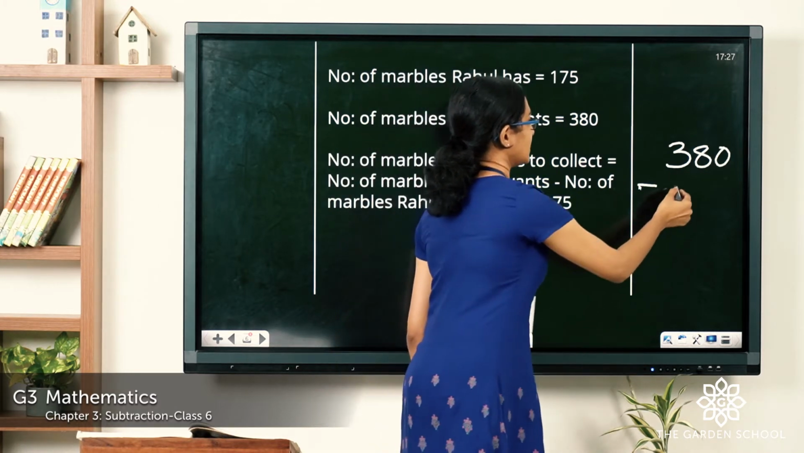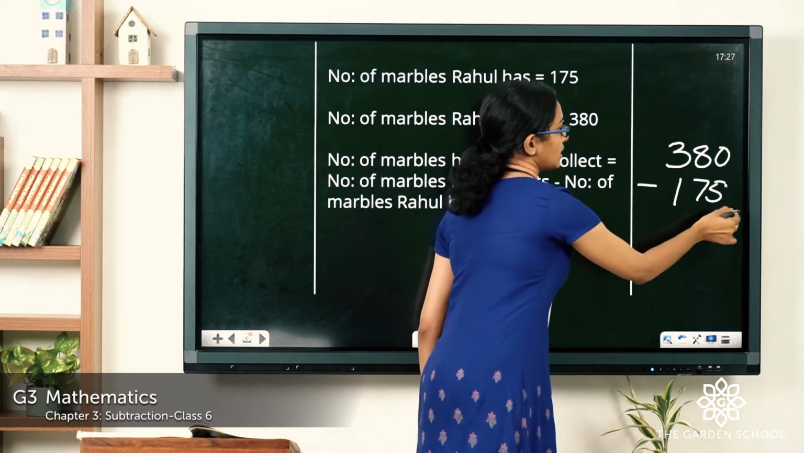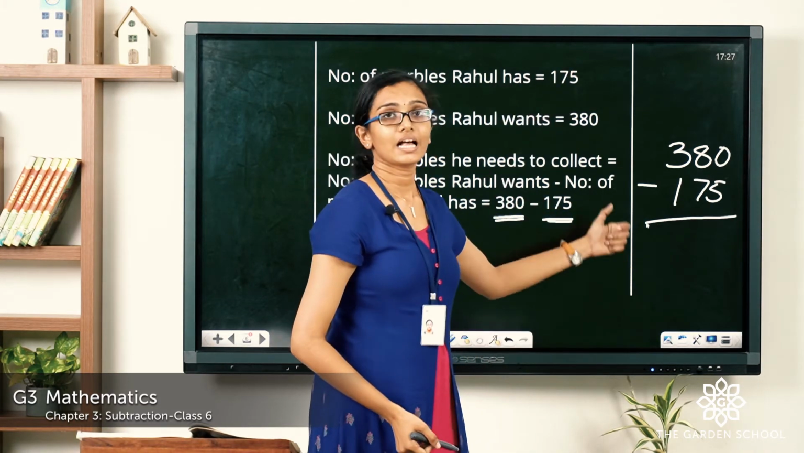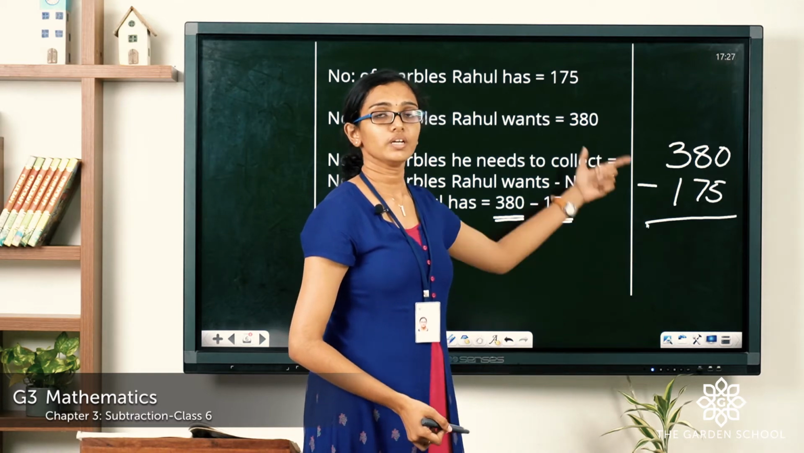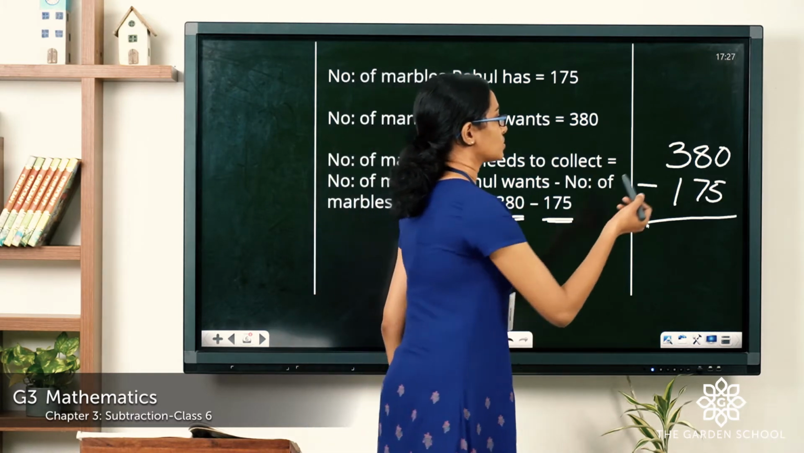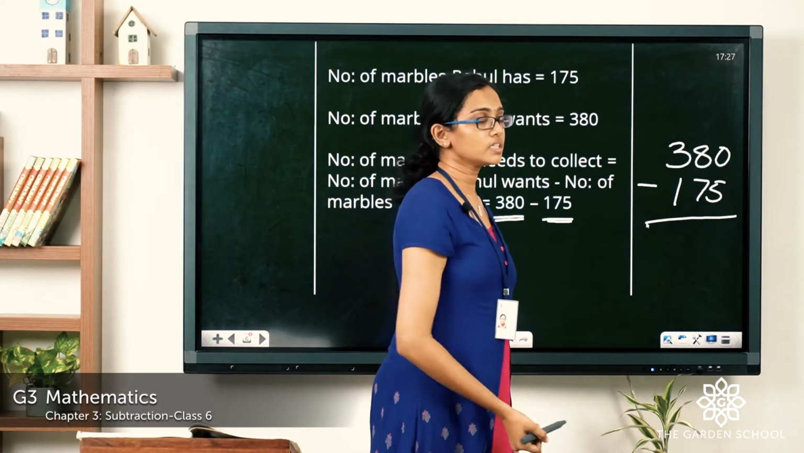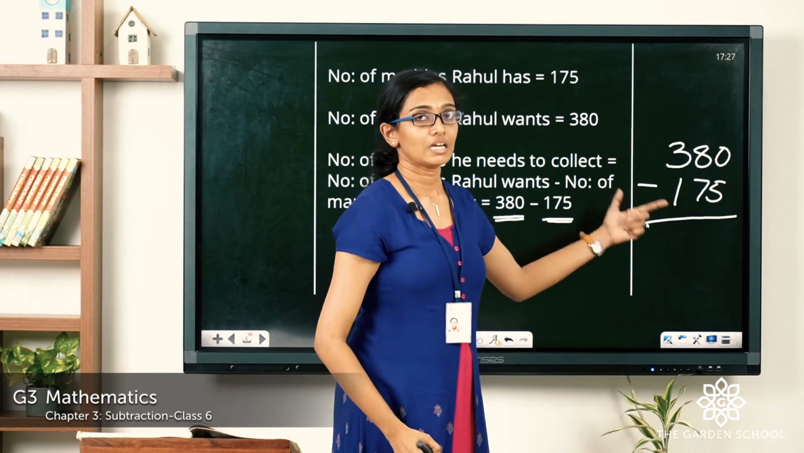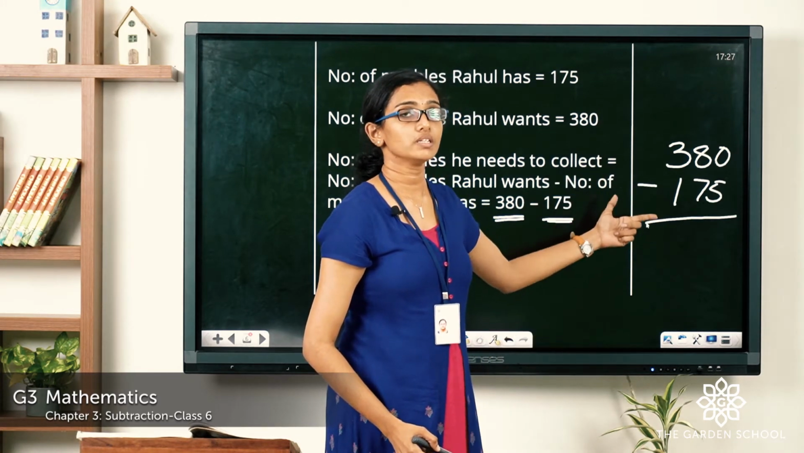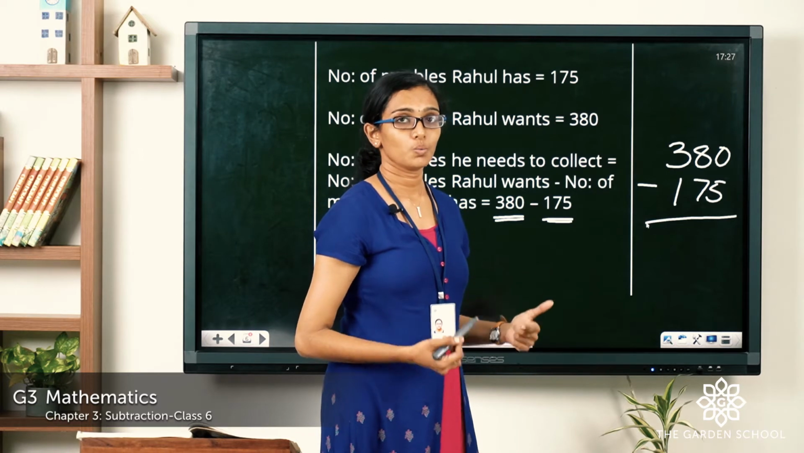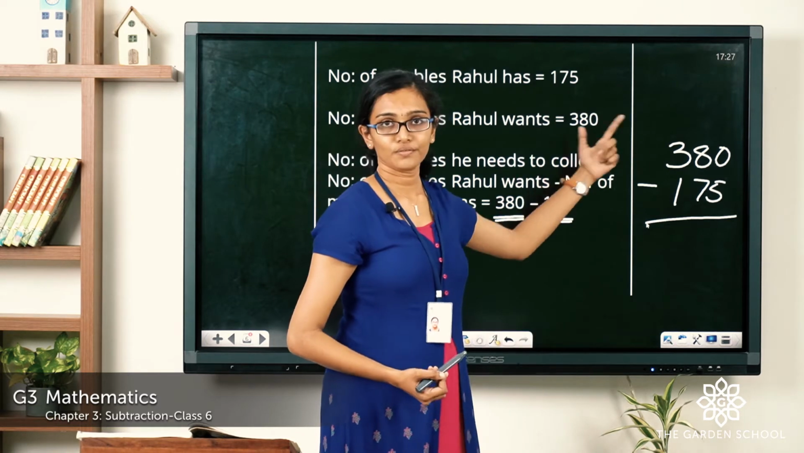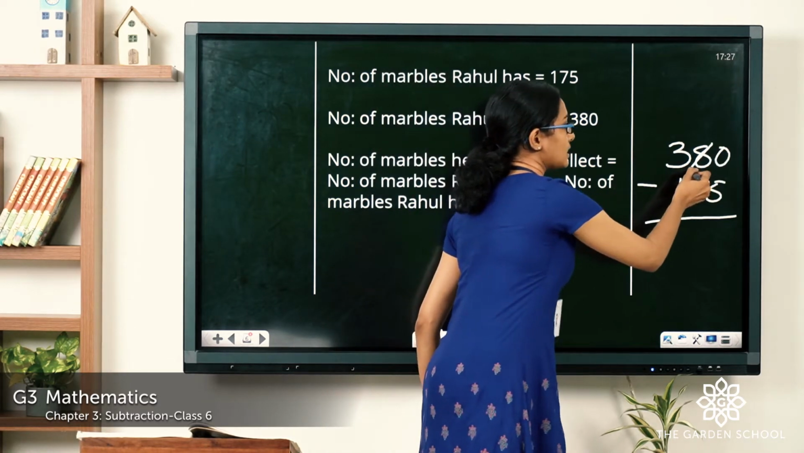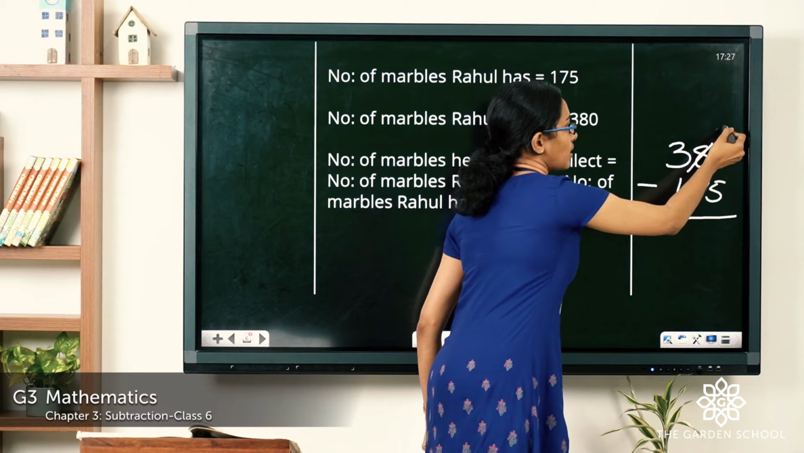So, 380 minus 175. Where do we start the subtraction? We first subtract the ones, then the tens, then the hundreds. So let's do the ones first. In the ones place we have 0 minus 5. Can we take away 5 ones from 0 ones? No, right? So what do we do? We borrow 1 ten from the tens place and give it to the ones place.